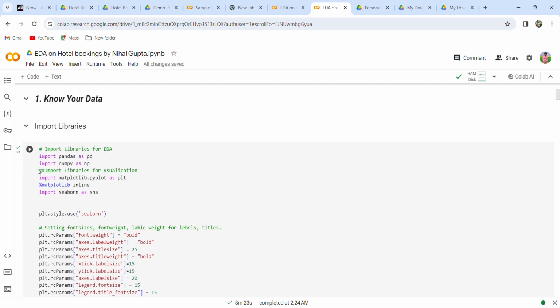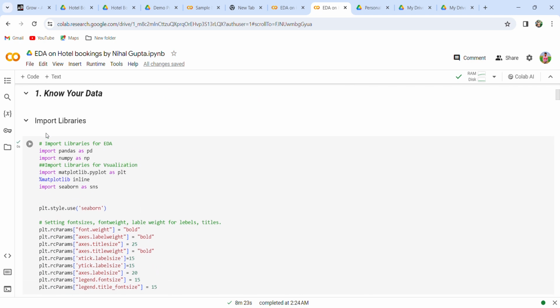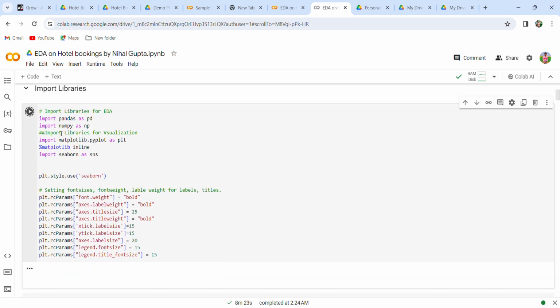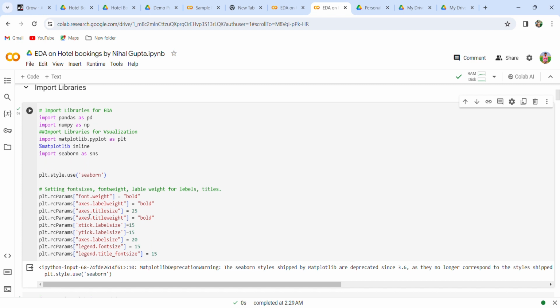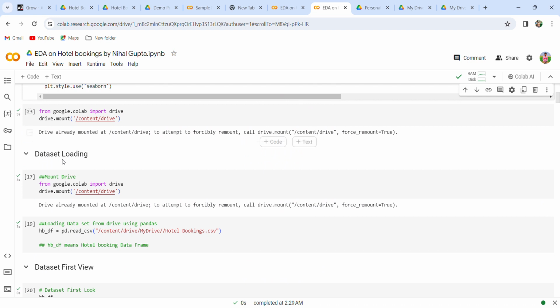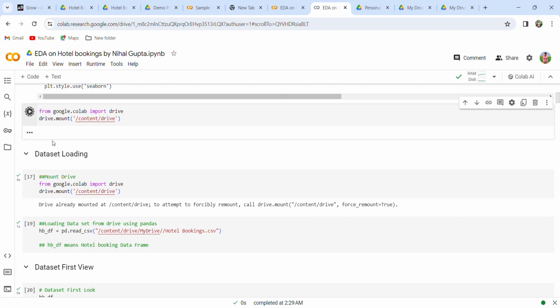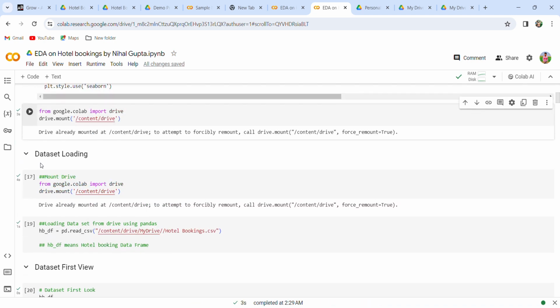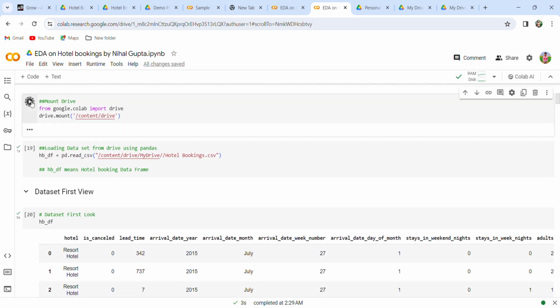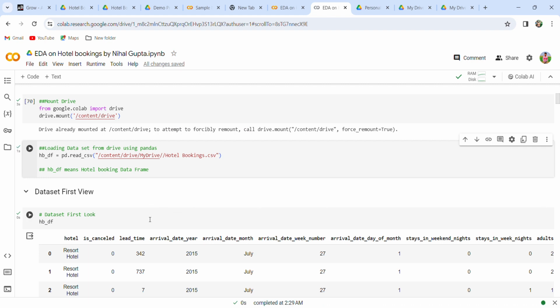Now let's begin. First we are importing all the libraries. Import pandas as pd, import numpy as np, import matplotlib as plt, and then we have to mount our drive, and after that our drive has been mounted. So here we are going to get our data, hotel booking.csv. So we can see that here we have got the data.